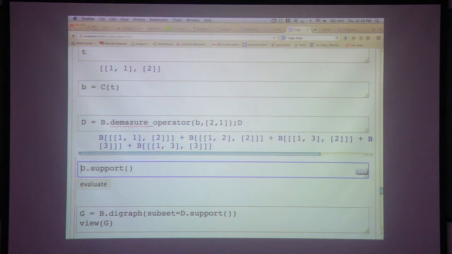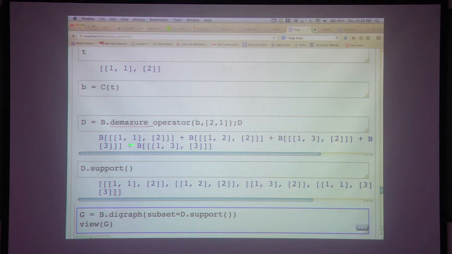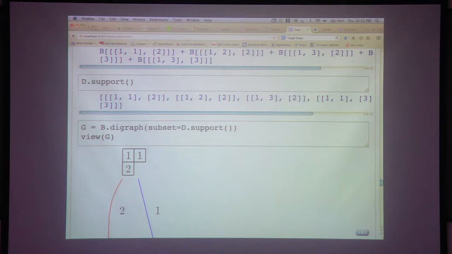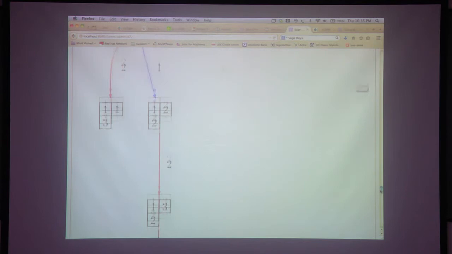This would be the sum of all elements that you can reach by S1 and S2, as we did before in the example in the picture. And if you ask for the support, it tells you all the tableaux that actually label our big sum, and you can check that this is really what we got before. We can actually draw this now by the digraph method by just looking at the support, and it will give us the picture that we had before. Right, this carved out crystal.